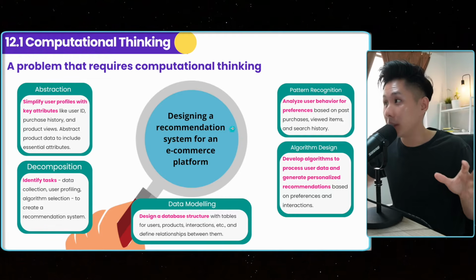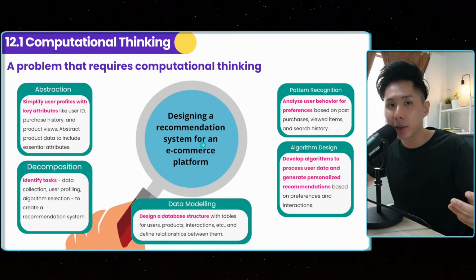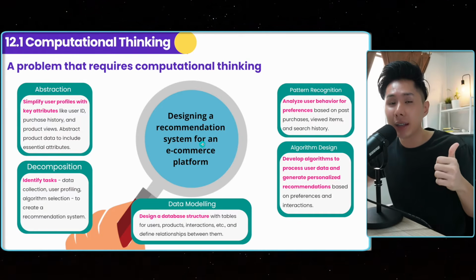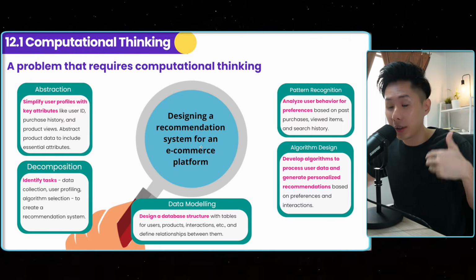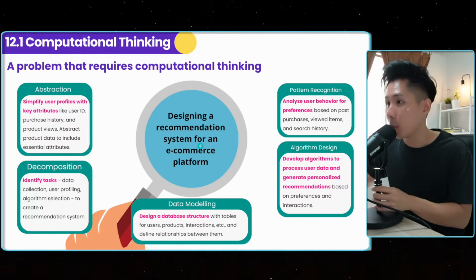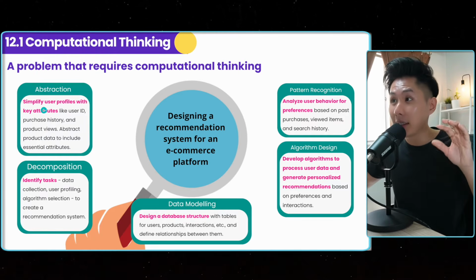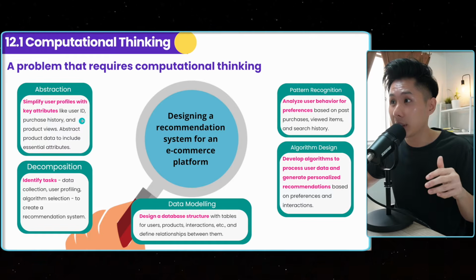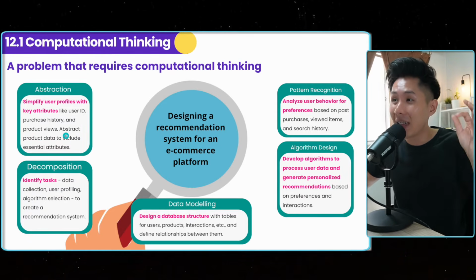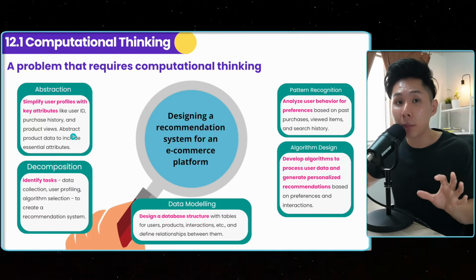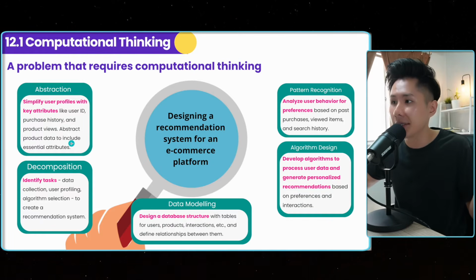So an example would be to design a recommendation system for an e-commerce platform. For example, Amazon. How do they know what products to recommend to you? Similarly with YouTube. How do they know which video you might want to watch, and how do they decide that? So these are the 5 techniques that they might be using. Abstraction. They might simplify user profiles with key attributes like user ID, purchase history, and product views. What products have they looked into? And abstract other information that is not important in solving this issue, like product data, when is the manufacture date, which is not important in this case.